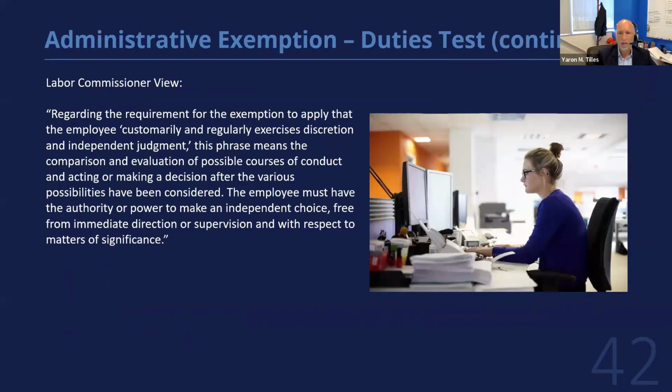Next slide. Labor Commissioner's view. Here's another quote. Regarding the requirement for the exemption to apply that the employee customarily and regularly exercises discretion and independent judgment, this phrase means the comparison and evaluation of possible courses of conduct and acting or making a decision after the various possibilities have been considered. The employee must have the authority or power to make an independent choice free from immediate direction or supervision and with respect to matters of significance. Next slide.